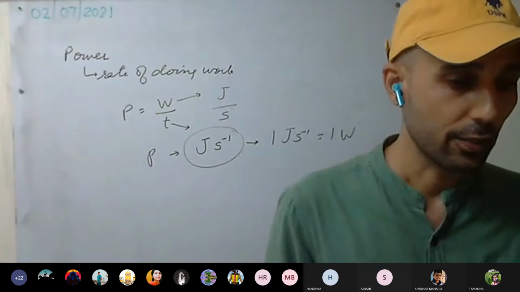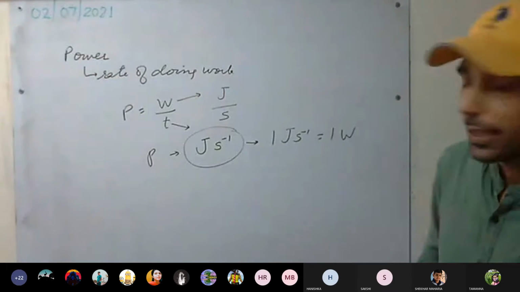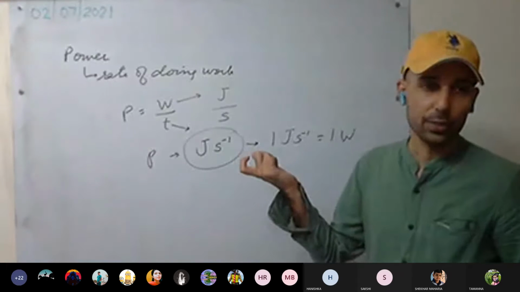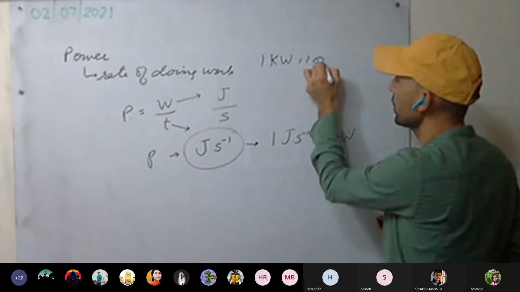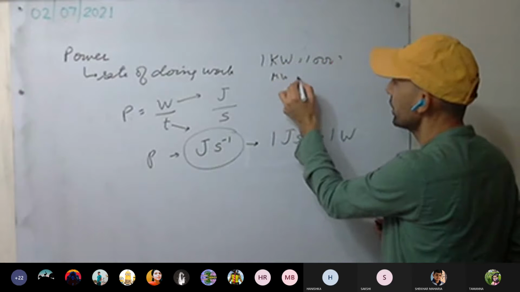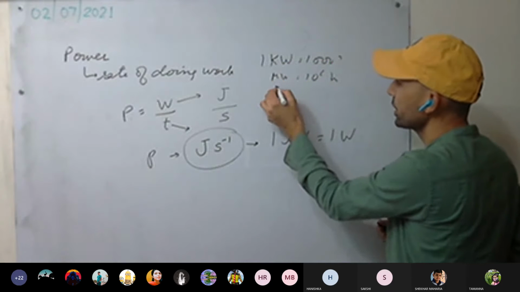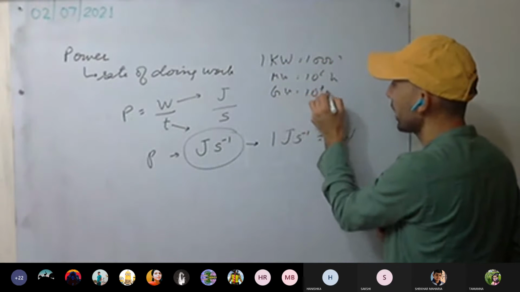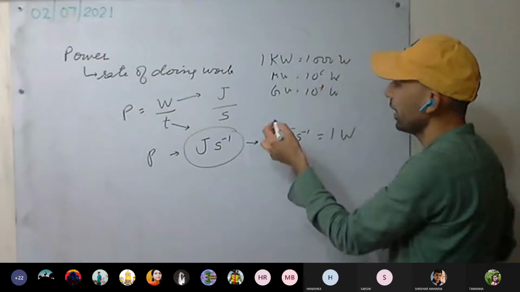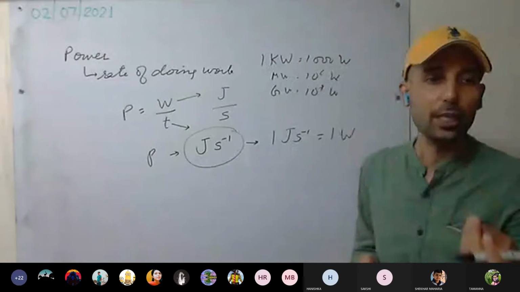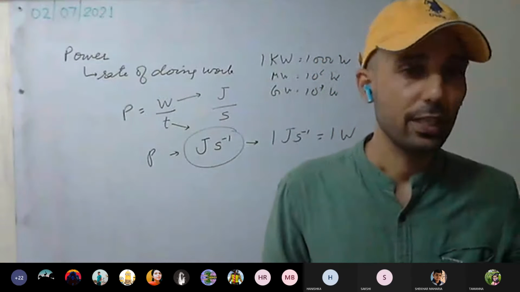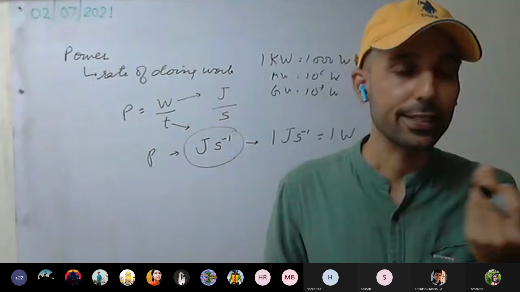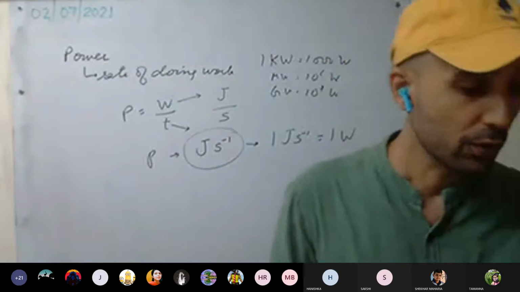So the SI unit is watt, or we can say joule per second. And multiples and submultiples you can do. 1 kilowatt equal to 1000 watt. 1 megawatt, 10 raised to power 6 watt. 1 gigawatt, 10 raised to power 9 watt. And smaller units, milli, micro, nano. Milli 10 raised to power minus 3 watt. Micro 10 raised to power minus 6. Nano 10 raised to power minus 9. Those all you can do.